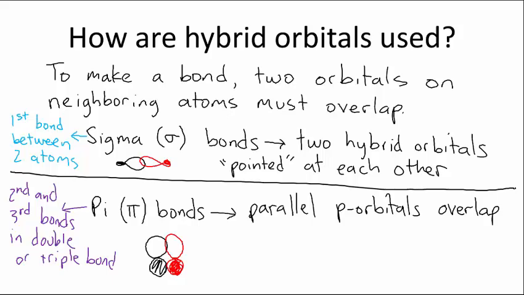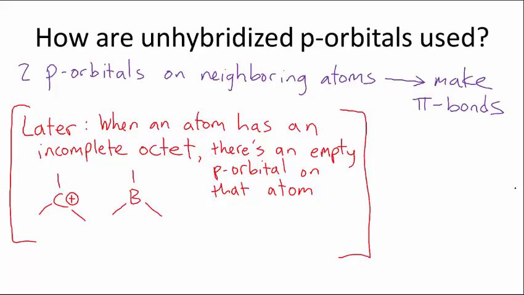P orbitals have two potential jobs. One, when you have p orbitals on neighboring atoms that are parallel, they make pi bonds. And two, you'll see this later, when an atom has an incomplete octet, then there's an empty p orbital on that atom. That empty p orbital will become important later when we talk about how molecules will react with each other. But for now, you can kind of ignore that. You're not going to see examples of that yet.